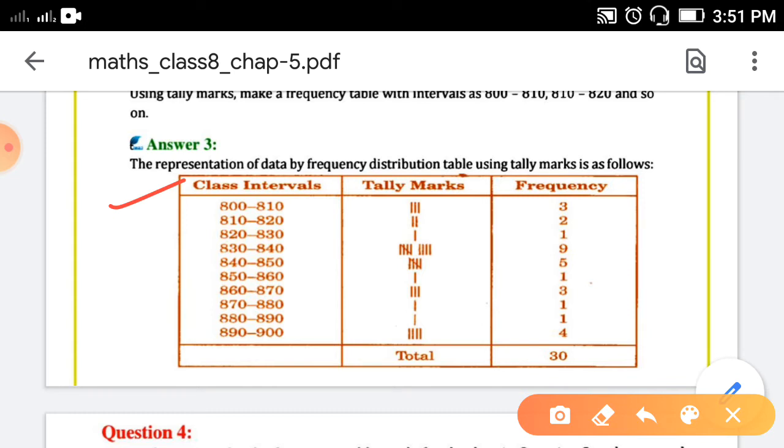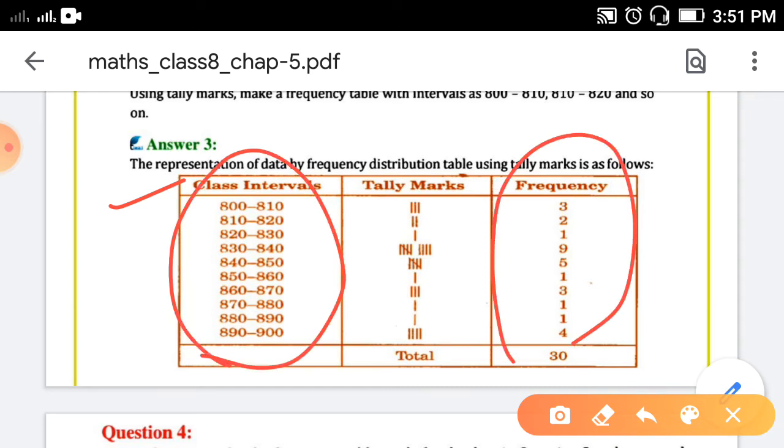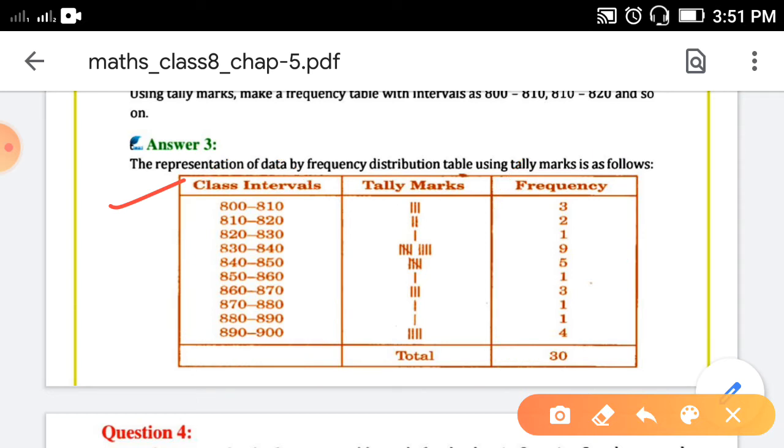Which interval you have to take? That is also given: 800 to 810, 810 to 820, 820 to 830, up to 900. And frequency. Now how to choose frequency? How to write frequency? So you have to see the data. You have to count how many workers are there whose income is between 800 to 810 rupees. So 3 workers are there.